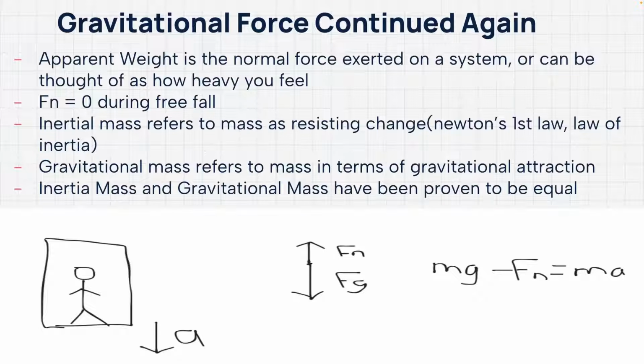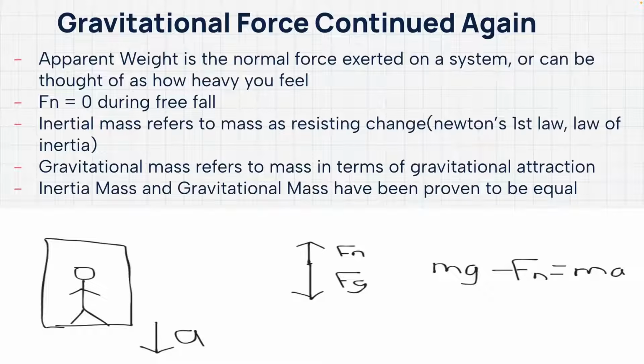All right, now you guys also need to know what apparent weight is. Apparent weight is essentially just the normal force exerted on a system, or think of it as how heavy you feel. So that means during free fall, assuming no air resistance, normal force is zero. So apparent weight is also zero because you feel no weight. That's why it feels like you're flying.